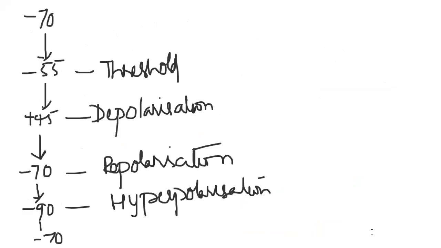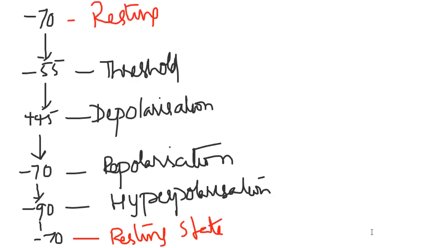In the next screen, let me show that screen. This is the screen. Minus 70, minus 55, plus 45, minus 70, minus 90. Then reaching back again to the resting state. A journey from resting state to the resting state, that we discussed till now.